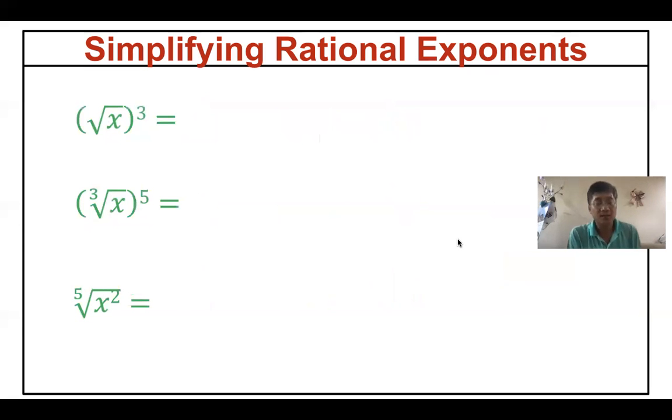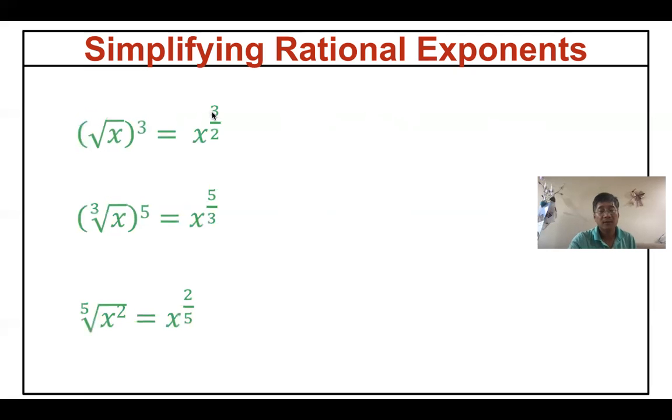Now, how about this? How do you simplify this one? In this case, the square root of x, we learned this is x to the half power, right? X to the half power to the third power again. Then you multiply half and 3 to get 3 over 2, right? So it equals x to the 3 over 2 power. This one, again, the cube root: 1/3 times 5. You multiply to get 5 over 3. Does it make sense to you?